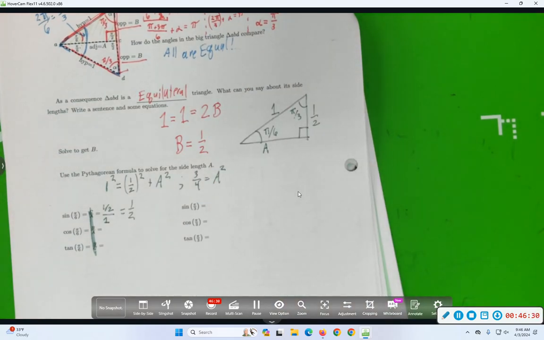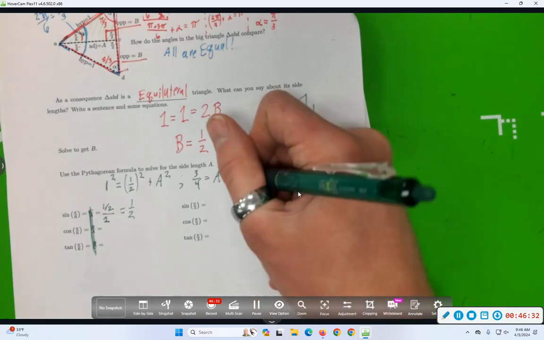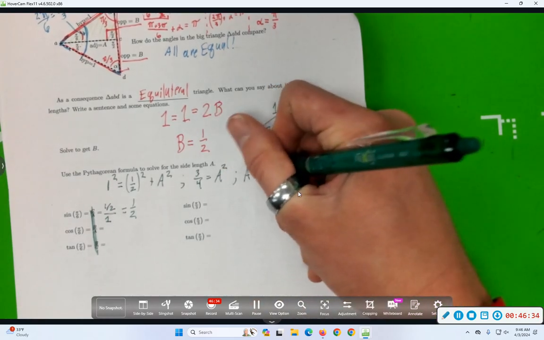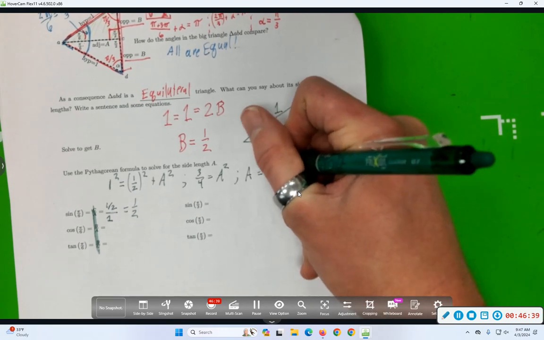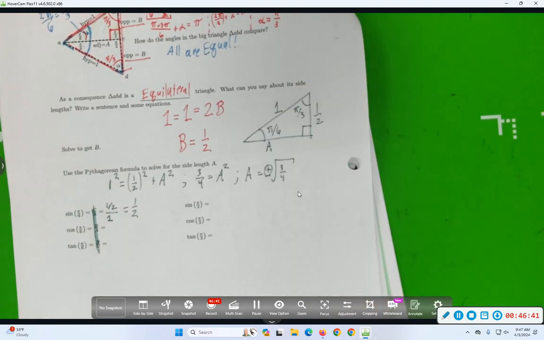All right, now I need to take the square root of both sides. A is a side length. Well, I'll put the plus or minus there for now. But A is a side length, so I don't need to worry about the plus or minus sign. I know it'll be positive. Do you see any perfect squares underneath that square root?